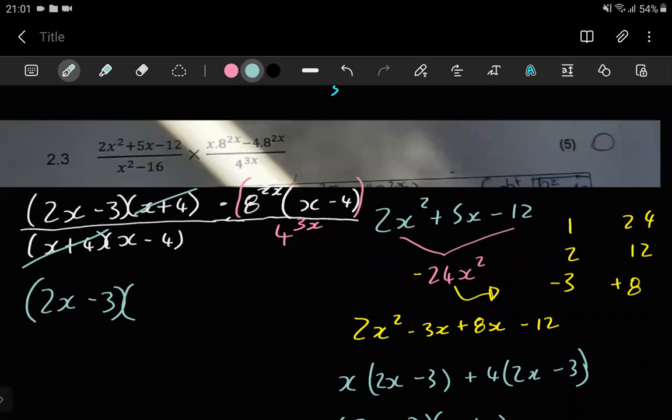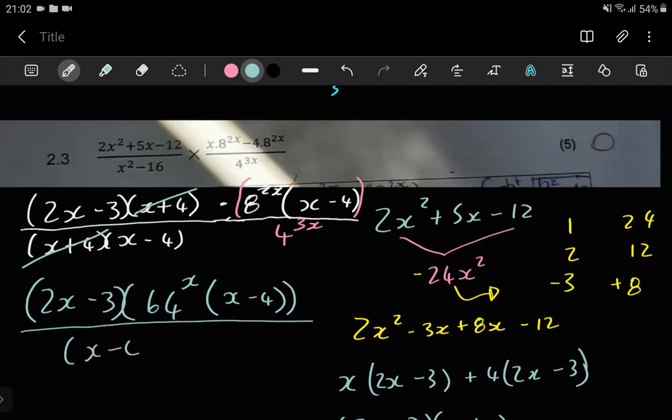what is this now? What is 8? What is 4 to the power of 3? Isn't it 64? Or am I wrong? Yeah, 64. And then what is 8 squared? Isn't it also 64? Yeah, it is 64. So the bottom here, we're going to have x minus 4. And then here, we're also going to have 64 to the power of x. You see it? Yes.